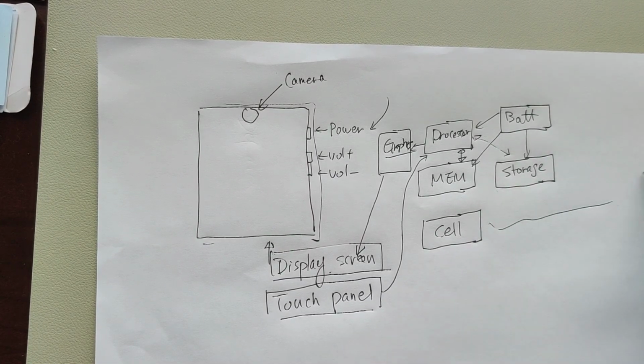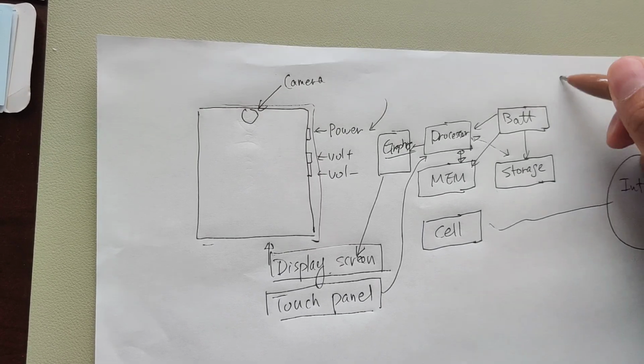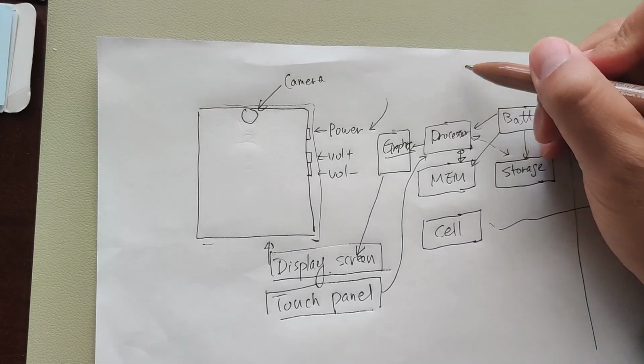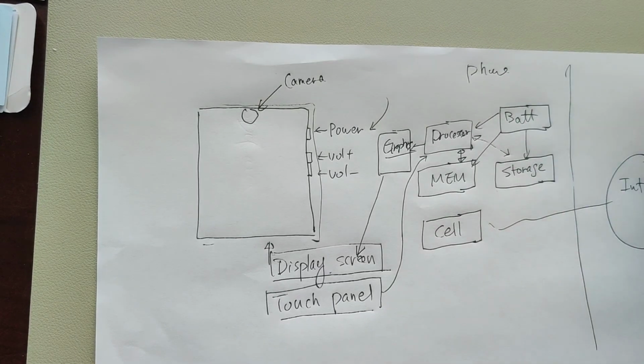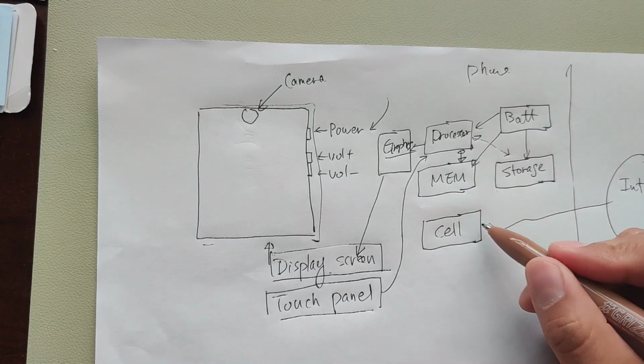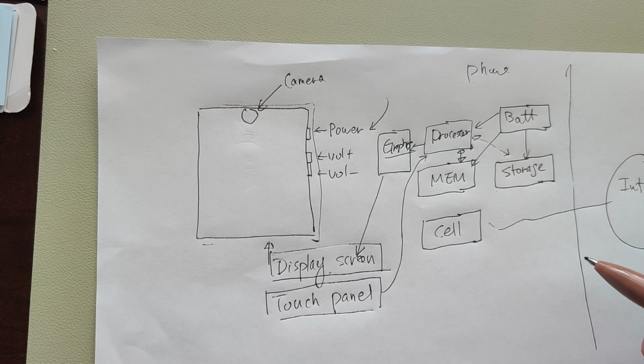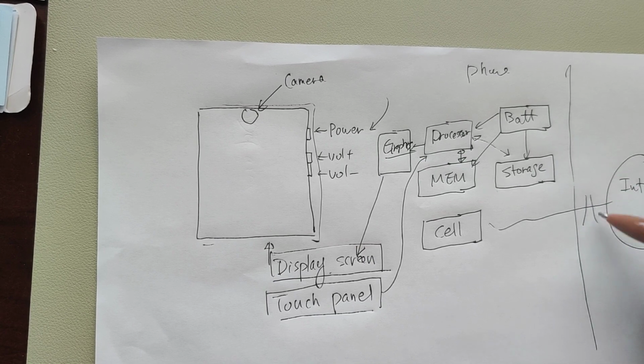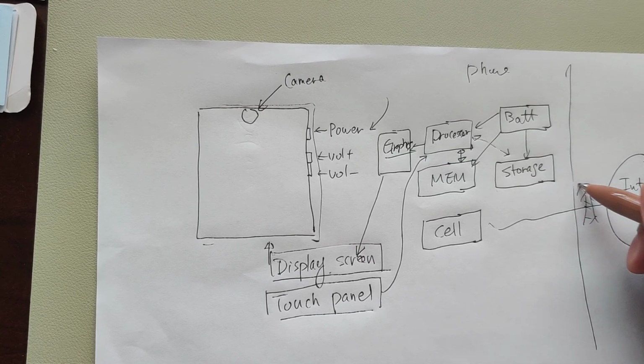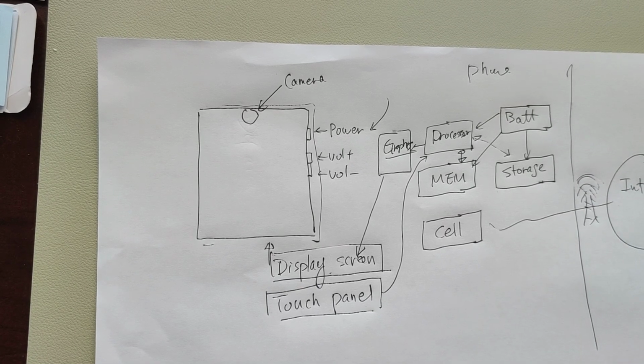So, internet. Oh, this is outside the phone. This is the phone, and this is the outside. So this special cellular unit will connect to the cellular towers, and from there it will go to the internet. Let's draw a cellular tower here. I'm not good at drawing. I don't know, like this. Yeah, cellular tower, and then to the internet.